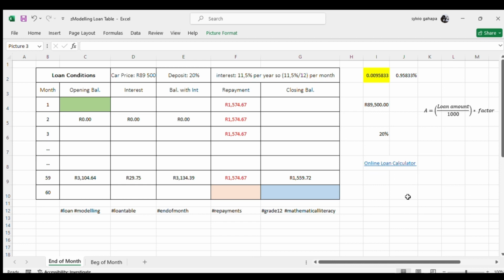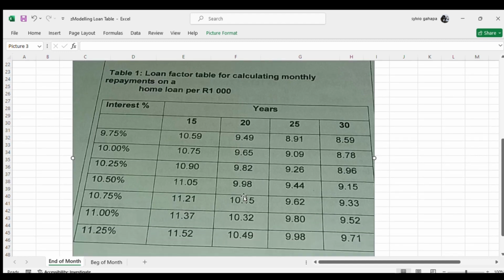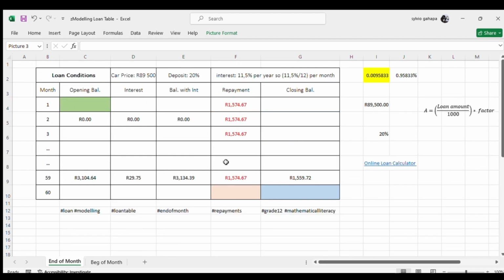So you don't need to figure out what the table is. This is an example of what the table looks like. As you can see here, that is what they call a factor table. So let's say you take the loan for 15 years or 20 years, and the interest rate, for example, is 10.25%, then you can see that the factor will be either 10.90 or 9.85, or 9.82, and that will allow you to work out how much your repayment amount is. So again, as you can see, that's why I did that calculation already and I was able to fill this in. But often in the exam, you'll be given the repayment amount. You don't have to stress about that.